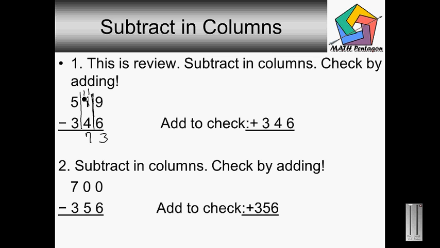And then we borrow from 5 and make that into a 4. 4 minus 3 is 1. So we have 173. Now we can add to check the answer. We can do 173 plus 346, and we should add them up column by column.